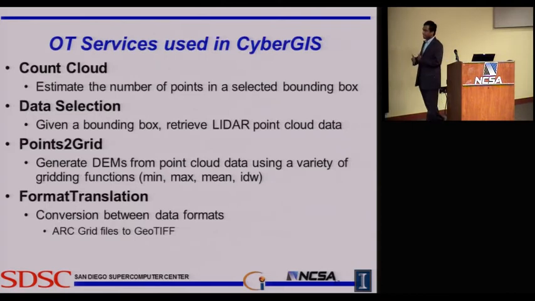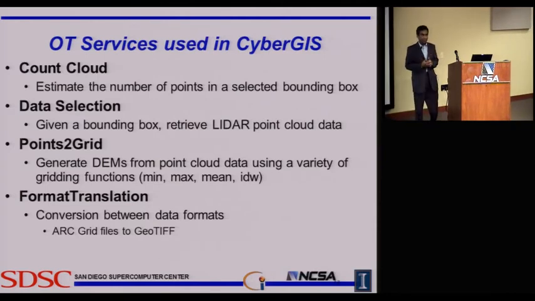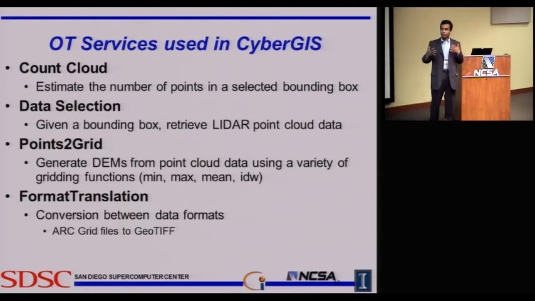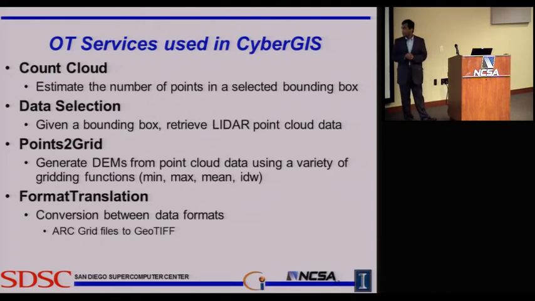The next part was service chaining, and these were the basic services from OpenTopography we are using to do this integration. Count Cloud is one of the services OpenTopography provides to tell you how many points are in the bounding box you select. This is there because at the current stage, they are able to process 150 million points. If you're over that, they are not able to process it. So this gives you a way to check so that you don't have failures.